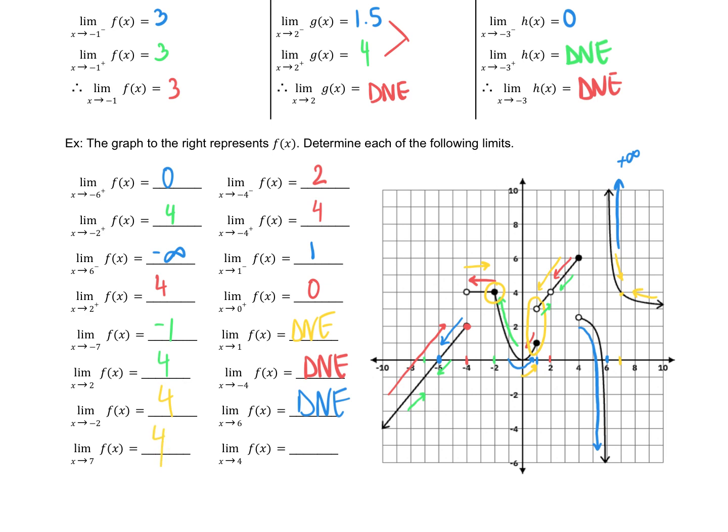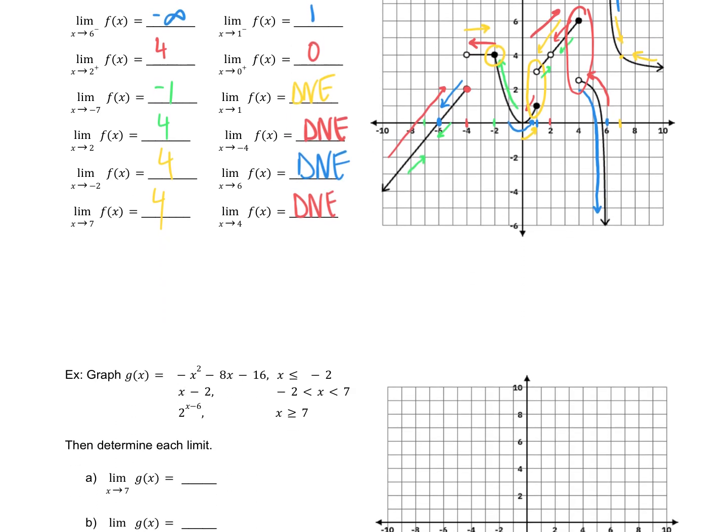And finally, the limit as x approaches 4. Well, at 4, we have a jump here. So from the left side, we're approaching 6, but from the right side, we're approaching approximately 2.5. Those are not the same, so the limit does not exist. So these are all examples where the graphs have been provided for us.